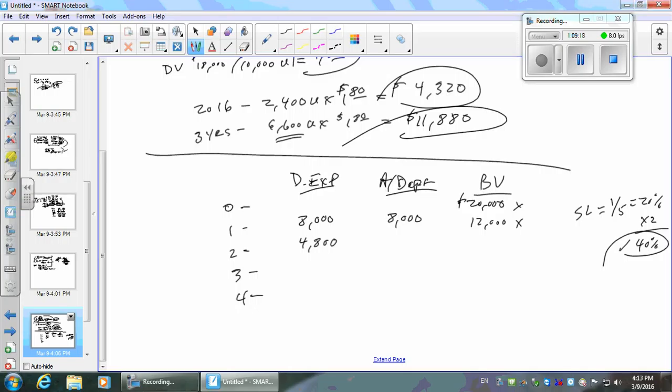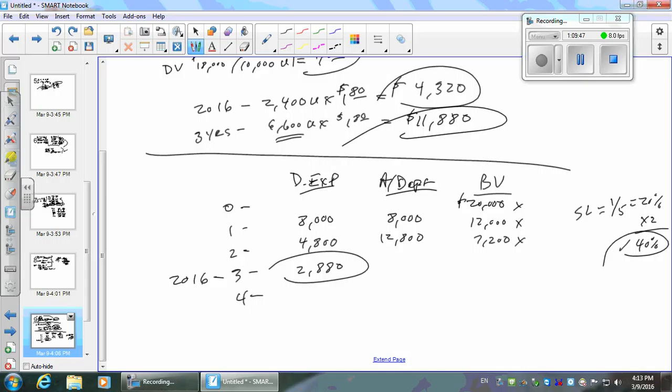Now, how much do I have in accumulated depreciation? 12,800, right? Very good. Not too bad. And what's my book value? 20,000 less 12,800 is 7,200. What would I do the 3rd year? Take that times 40%. How much is that? That's the 2,880. That is the answer for 2016, right? This is 2016, right? Okay.